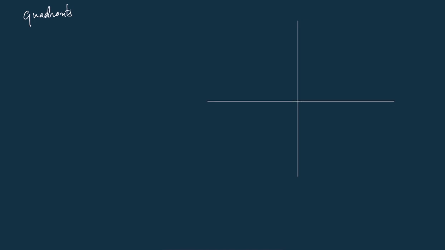See, quadrants. Okay, quadrants. What are the quadrants? Here you can see this is the quadrant. Now I will take this x-axis. This is a positive x-axis, okay? This is a positive one, because here it is 0. So from the right-hand side, it is positive x-axis.